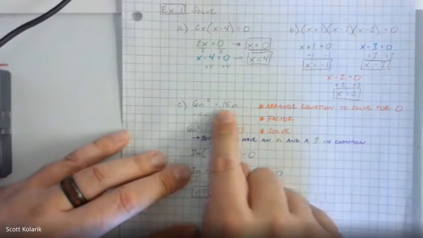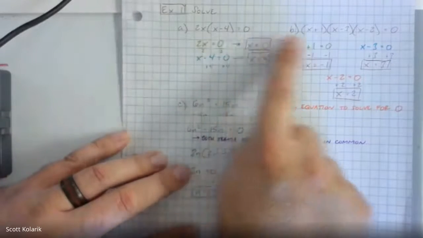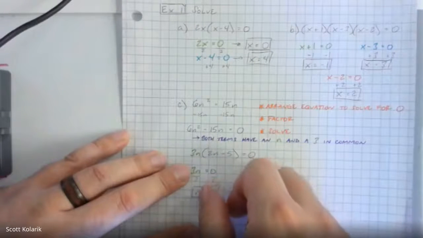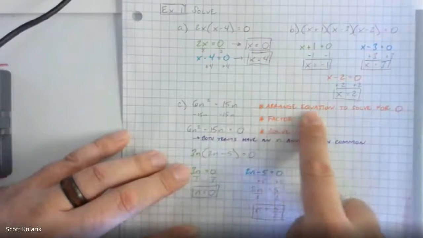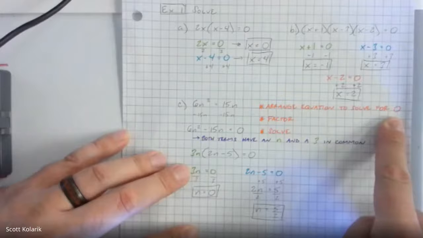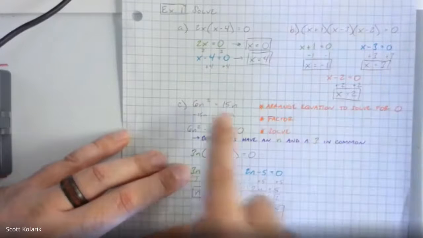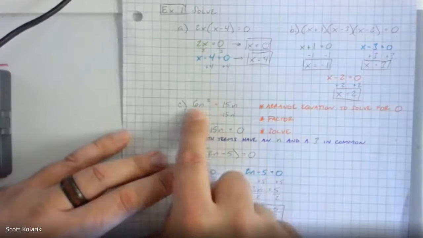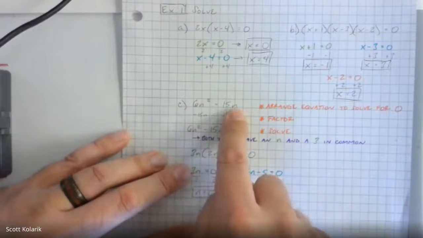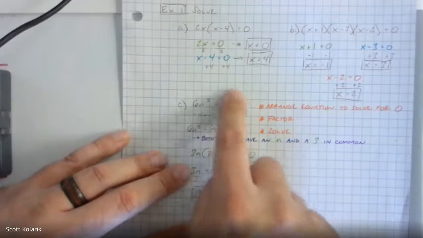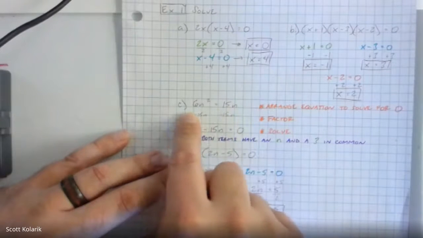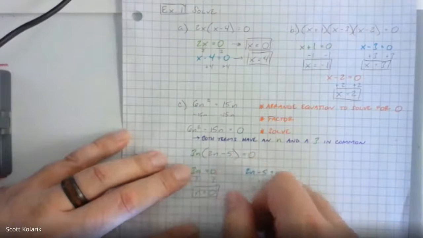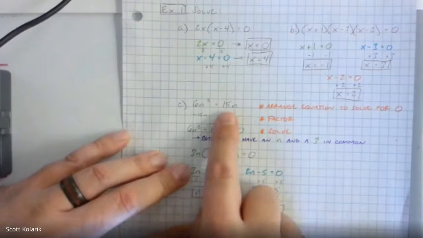So my first step is to first make it look like my problems at the beginning of the notes, where it's equal to 0. So rearrange the equation to solve for 0. The way I do that in this case is that either 6n squared has to be moved over to the right, or 15n has to be moved over to the left. It actually does not matter which one moves. So I'll just go ahead and move the 15n.